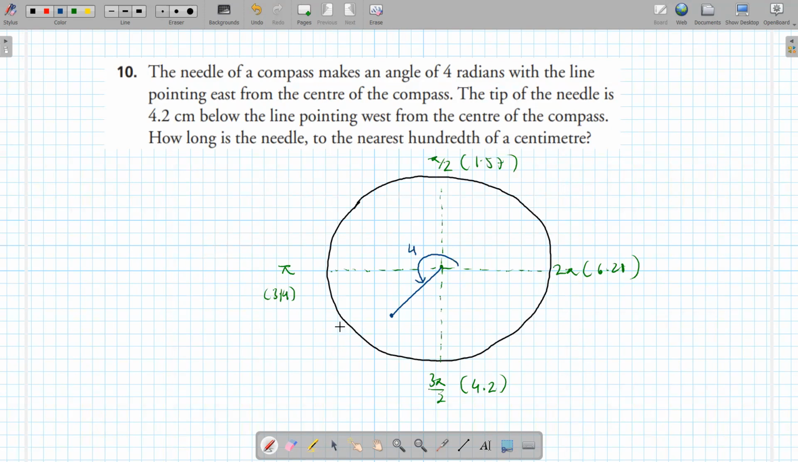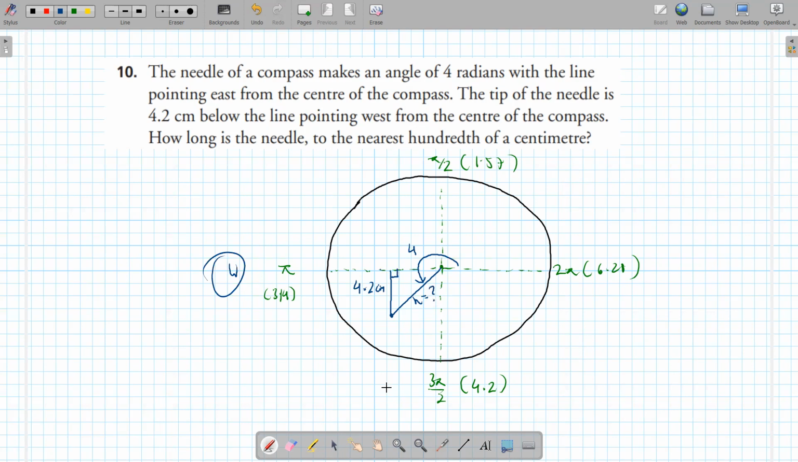What else does it say? It says the tip of the needle is 4.2 centimeters below the line pointing west. So this is the line pointing west. West is left. So this line, our tip, this distance here is 4.2. And again, that's a right angled triangle. The question is, how long is the needle? Or how long is the hypotenuse of this triangle?